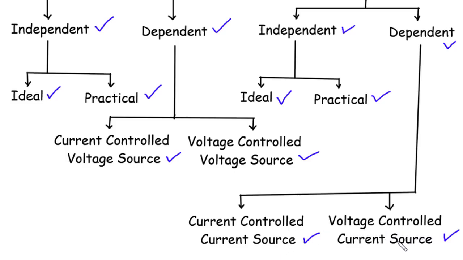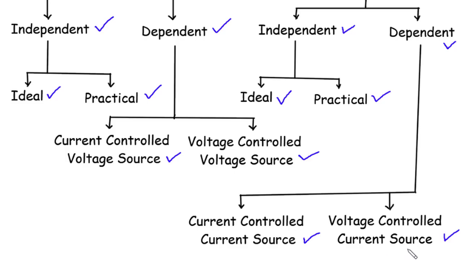Similarly, a voltage-controlled current source modifies its output current based on the voltage across a controlling element. As the controlling voltage fluctuates, the output current of the dependent source changes accordingly. This type of source is commonly used in electronic circuits and systems where precise current control is necessary.